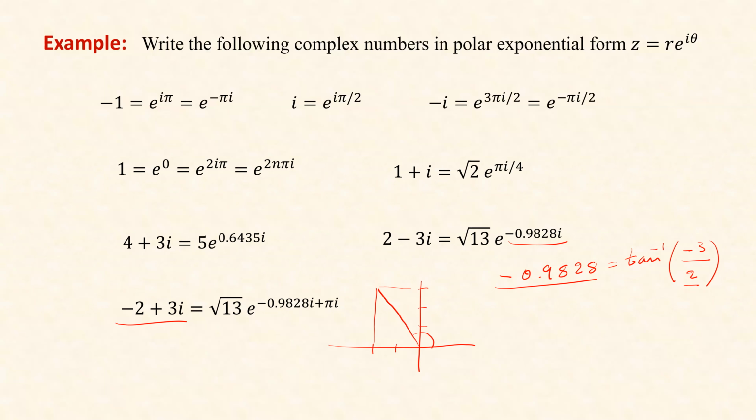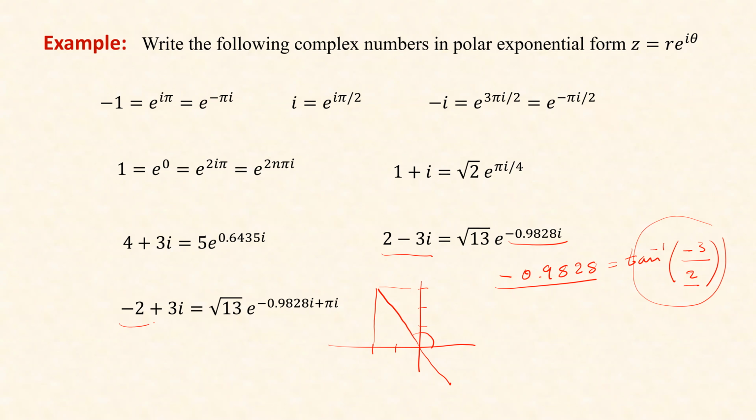But when you calculate tan inverse of 3 over negative 2, your calculator doesn't distinguish between this direction and that direction. Therefore, you need to add pi to it. So that's why we calculate negative 0.9828 plus pi, because it is in the second quadrant and x is negative. This is very important. If you don't add pi, it is the wrong answer. If you don't add pi, it becomes negative 2 minus 3i, but this is negative 2 plus 3i. It's the negative of that one. It's not the correct number, right? So be careful about this.